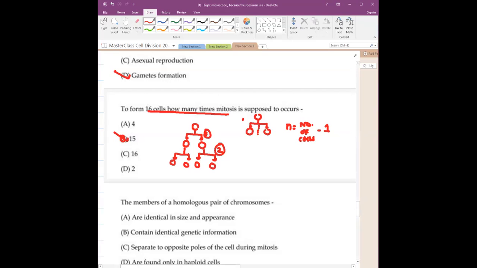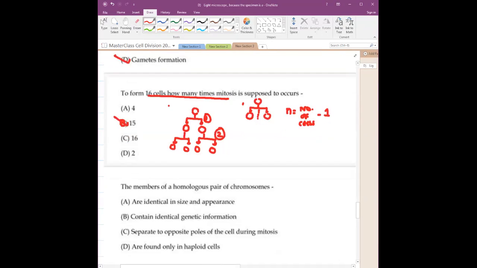So for the time being, you just need to keep it in mind that when we talk about the number of cell divisions, the number of mitosis, it is always going to be the number of cells minus 1. Keep this in mind.